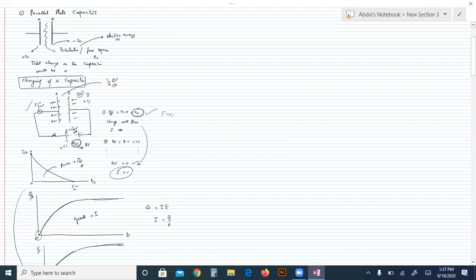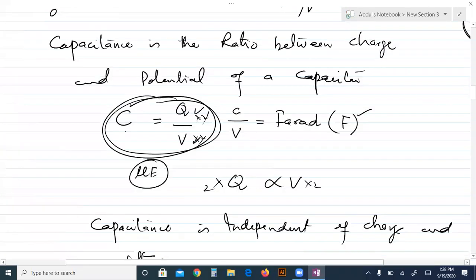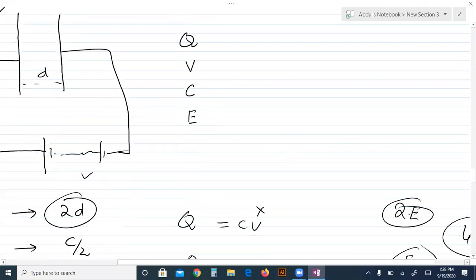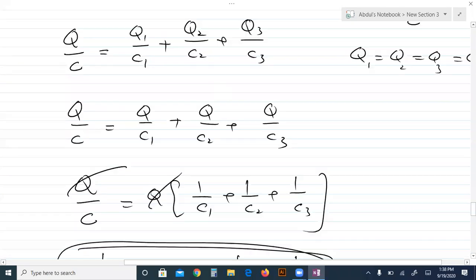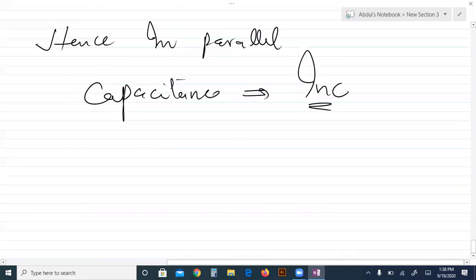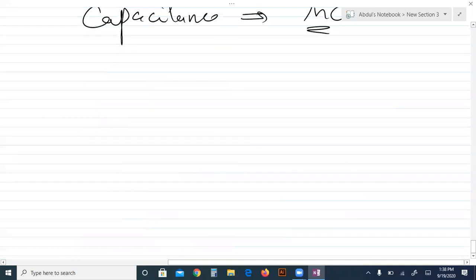Okay, next. When a capacitor is charged and connected with other capacitors in series or parallel, the total capacitance will be different. In parallel, it increases. In series, it decreases.